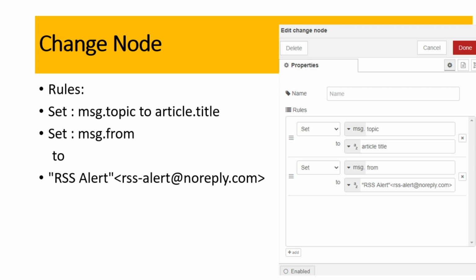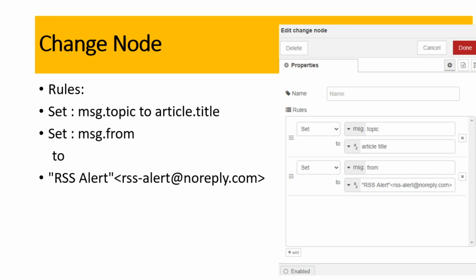Next, the change node. So double click the change node. Here we are going to set the rules for it. The rule sets message.topic to the article title. So we are going to search from topic till title. It can be the title and description also; we can include it. And you can add a few more rules.